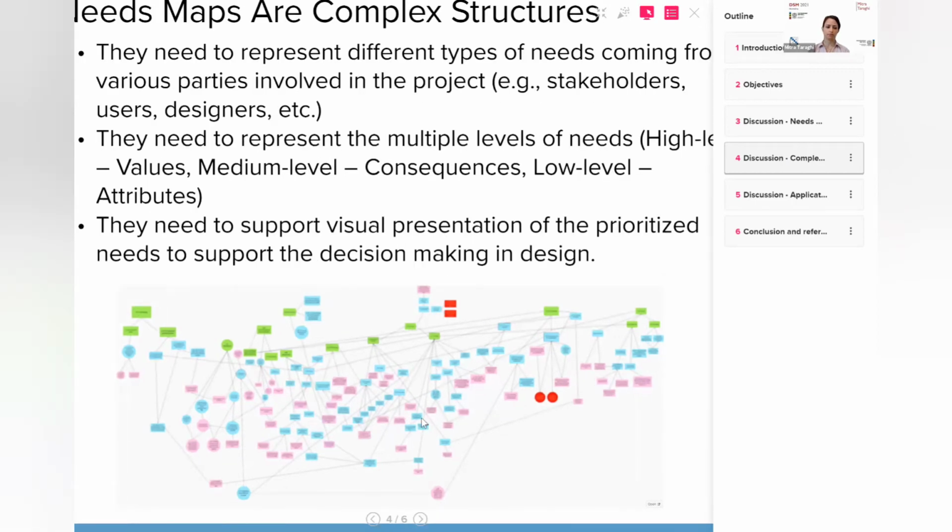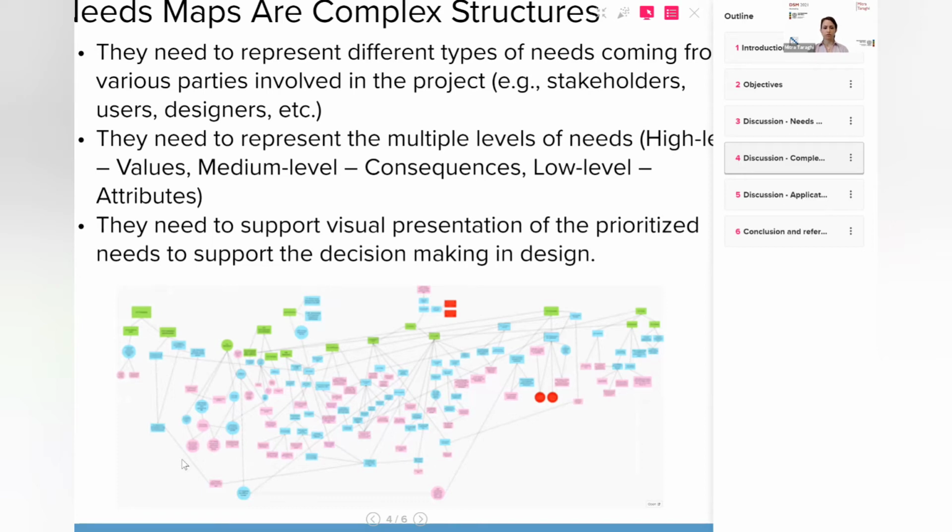So the high-level needs, or our values, come at the top of the map mostly, shown by color green. The product attributes come at the bottom, and they are shown in pink, and the consequences come in between, having an intermediary role, meaning that the attributes would lead to consequences and consequences would lead to our values.